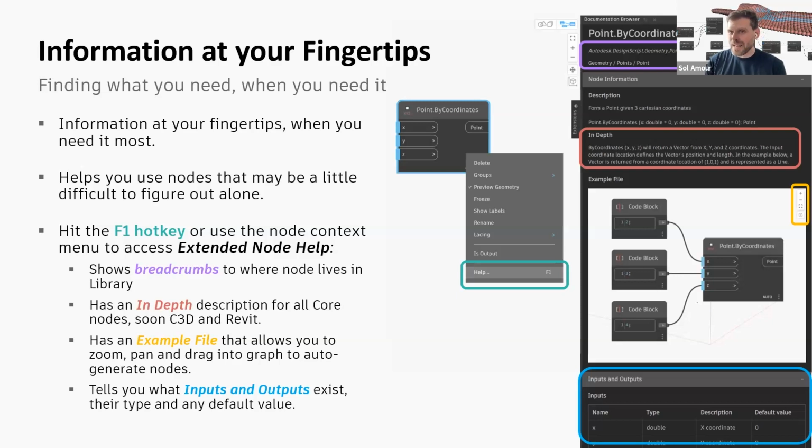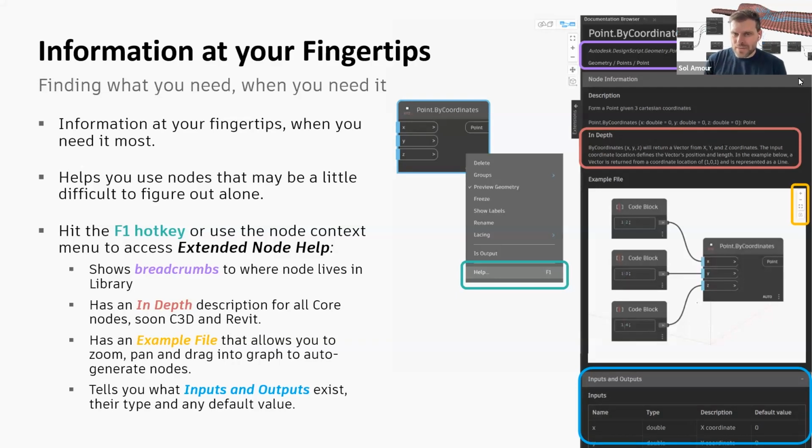What that means is for any given node in core, if you right click on it and click that help icon or hit the F1 hotkey, it's going to give you this extended information in the documentation browser. And this gives you a couple of really cool things. Number one, it gives you breadcrumbs at the top, which enables you to understand exactly where that node lives inside of the library if you want to explore the library and explore its siblings, if you will.